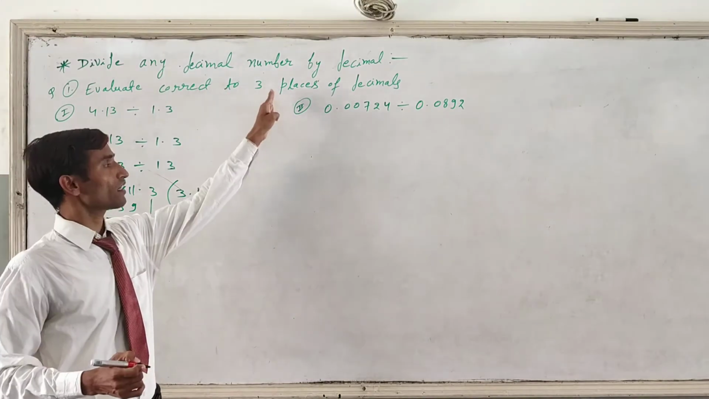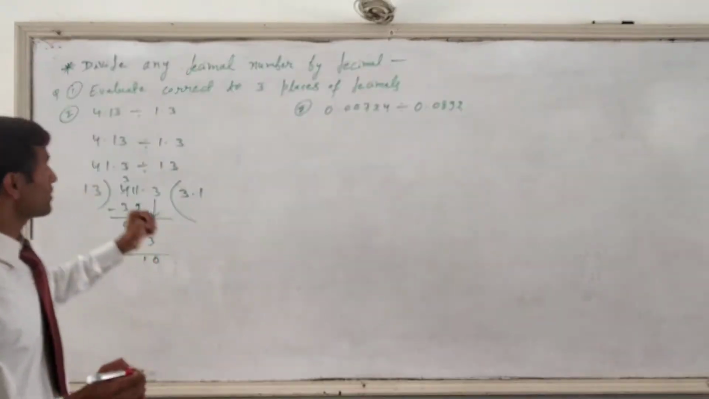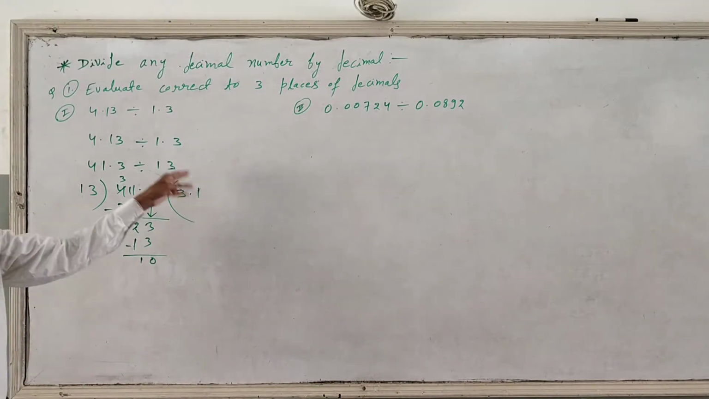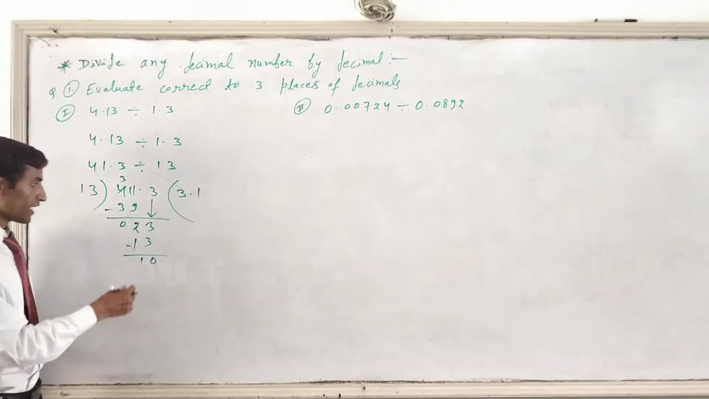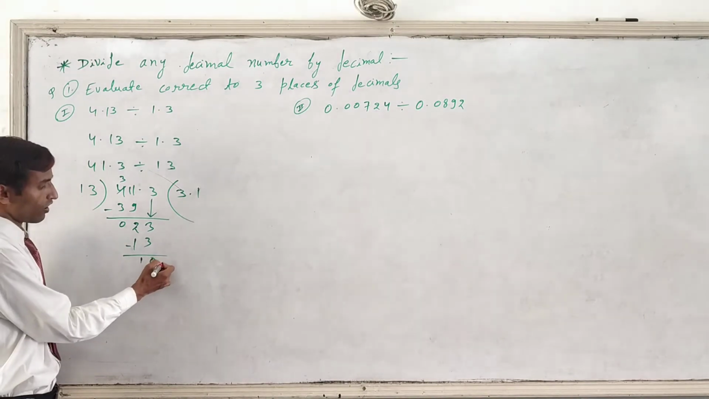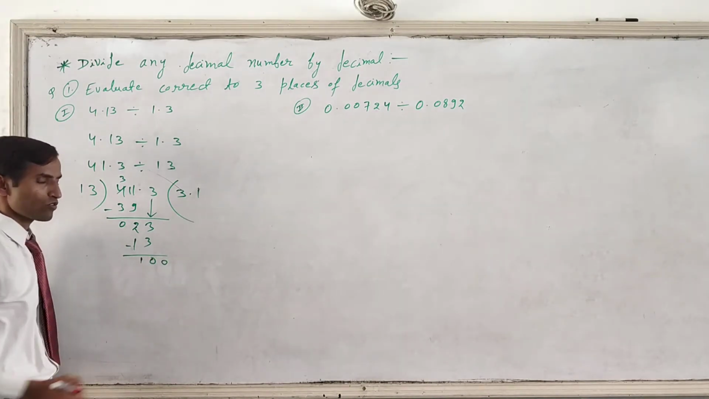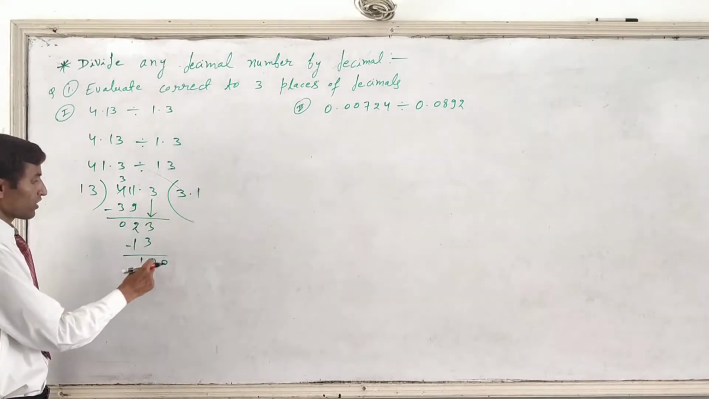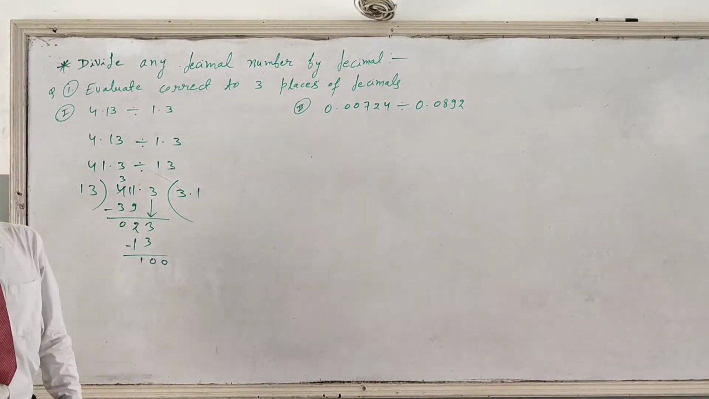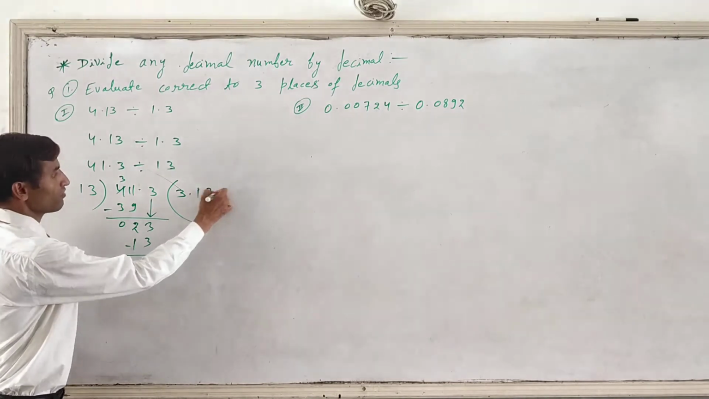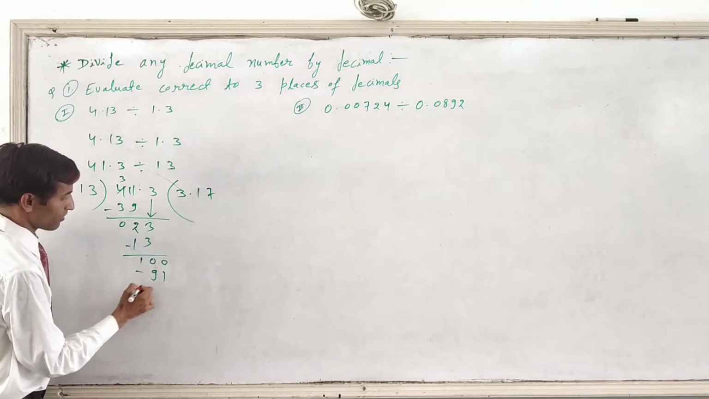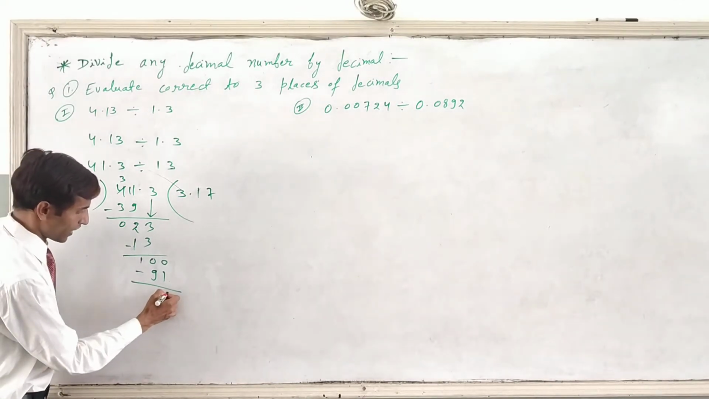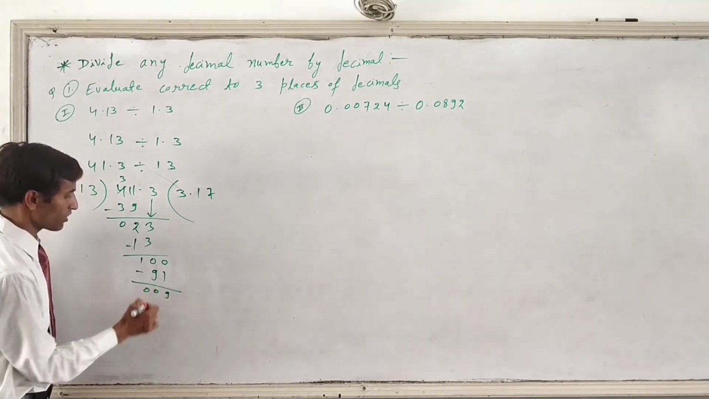We have to find the decimal division up to 3 decimal places. Here we have only 1 decimal place. We can divide more also. For that we can put one more 0 ourselves, without doing anything else here. Now we can divide: 13 times 7 is 91, and then subtract. So 100 minus 91 will come 9, and this one is 0, this one is 0.